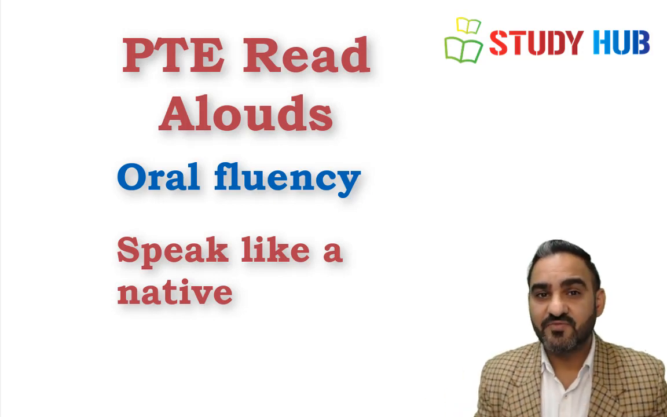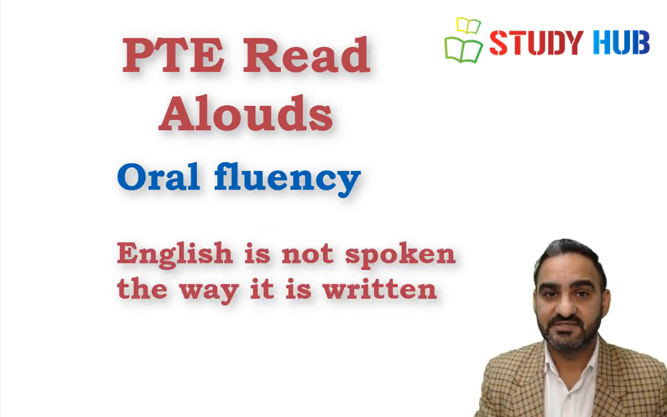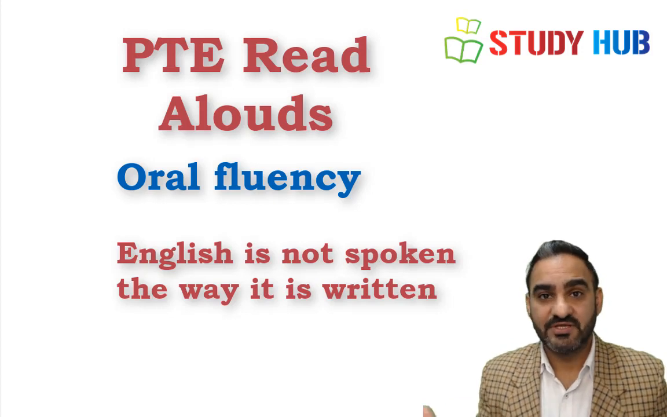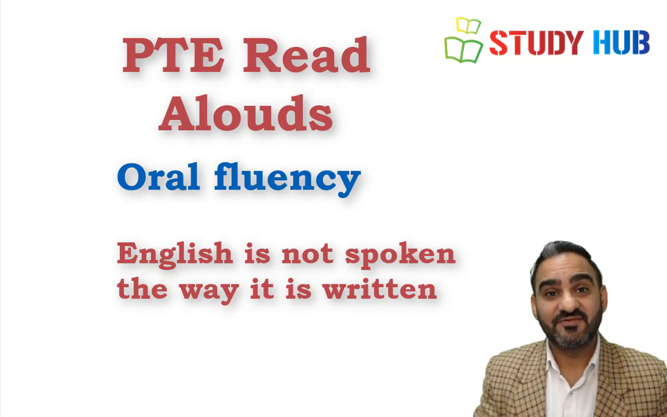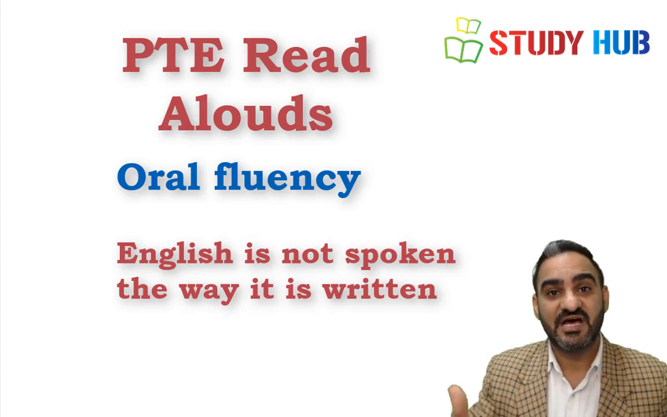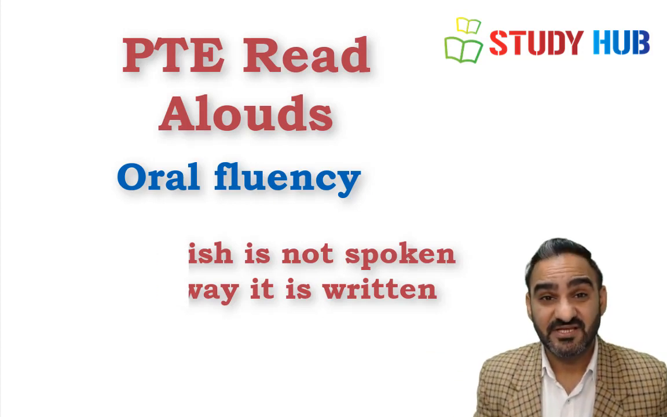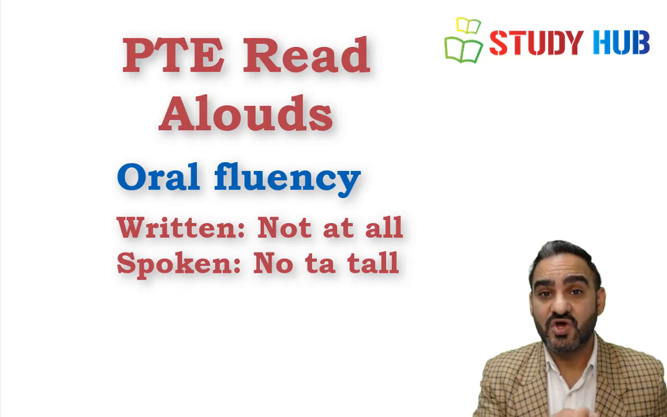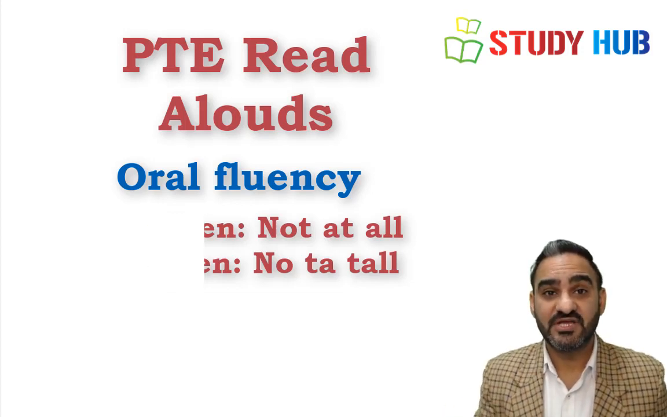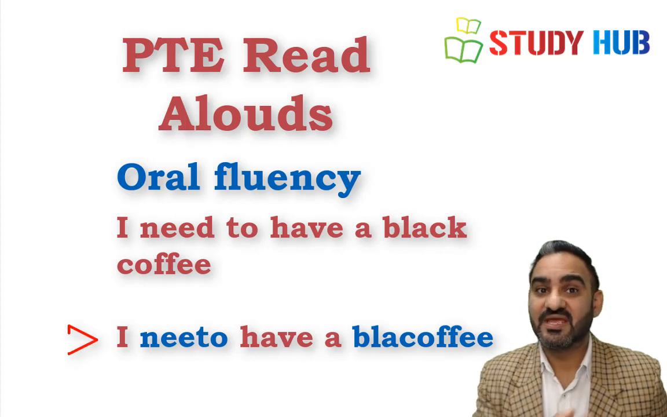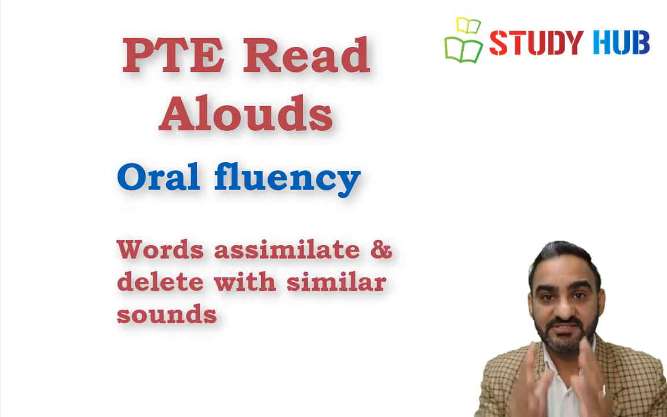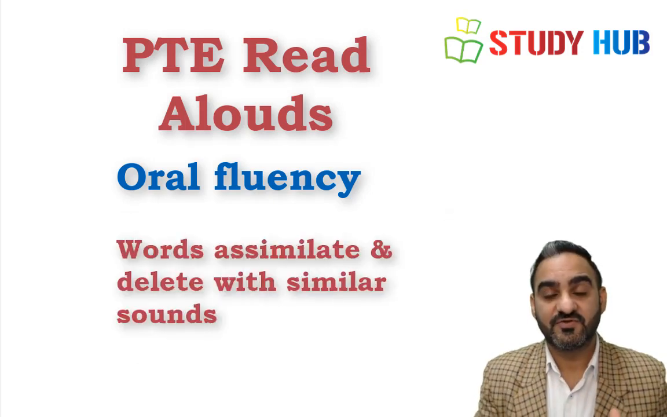In read aloud, you have to keep in mind that it is not spoken the way it is written, very much like our language. For example, if I say something in my language, my mother tongue, right? If I say main ja raha hu, I'm going, right? That is in Hindi we say main ja raha hu. It is written as main ja raha hu, but we don't speak it as written. Similarly, in English language, the phrase is written as not at all, but that's not how they read it. It is read as not at all, with the words blending together. Similarly, we don't say I need to have a black coffee word by word, we blend it. So the words will assimilate and delete when there are similar sounds. So you have to be very careful that you speak like a native.